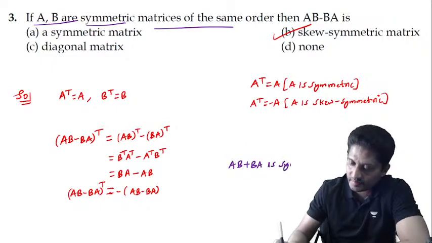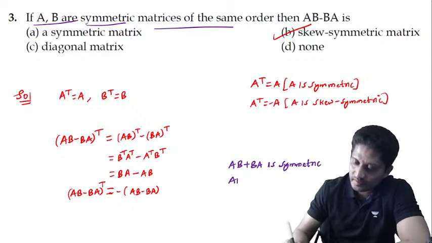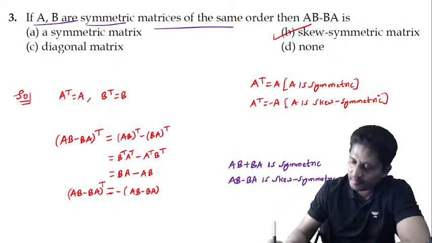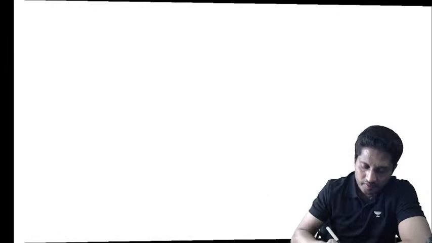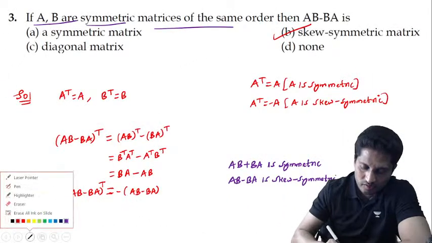AB plus BA is symmetric, and AB minus BA is skew symmetric. So if A and B are symmetric matrices of the same order, AB plus BA is symmetric, and AB minus BA is skew symmetric.